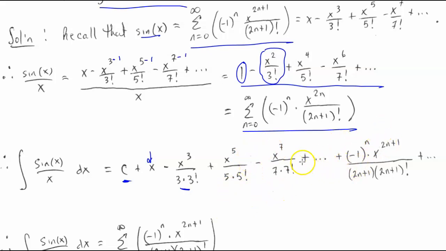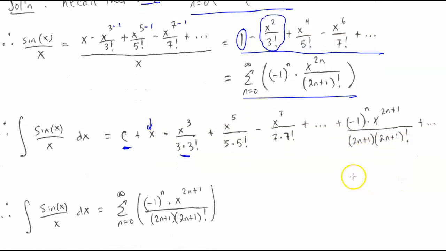And essentially what we end up having here is for each term, it's going to look like -1 raised to the n times x raised to the 2n plus 1, all that divided by 2n plus 1 times 2n plus 1 factorial. So in short, we could express the sinc function here, its antiderivative, just as this particular power series. Okay.